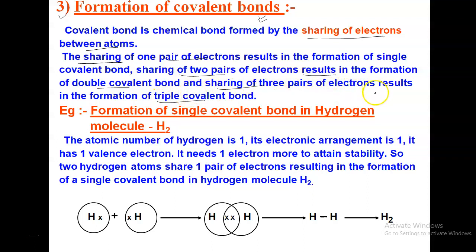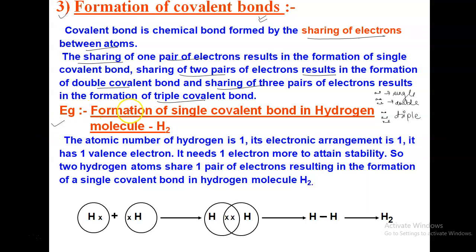If you share one pair of electrons, it is called single covalent bond. If you share two pairs of electrons, it is called double covalent bond. If you share three pairs of electrons, it is called triple covalent bond. Understood? Now read the example.